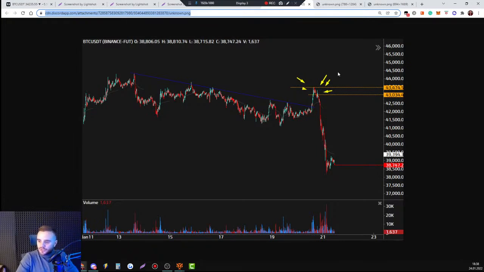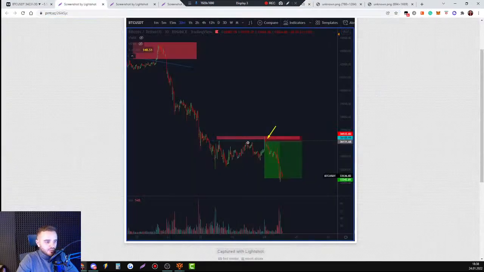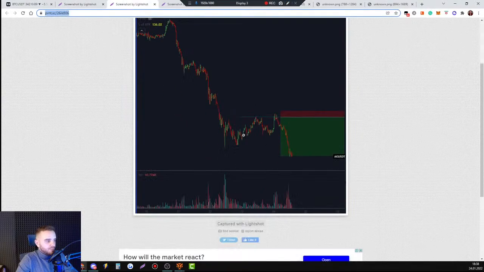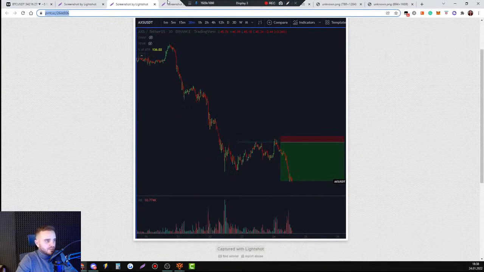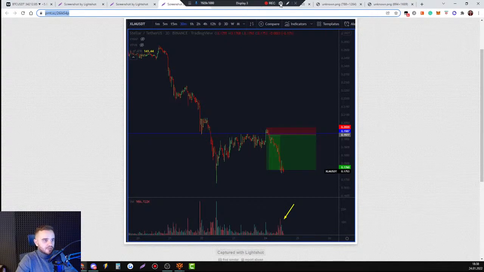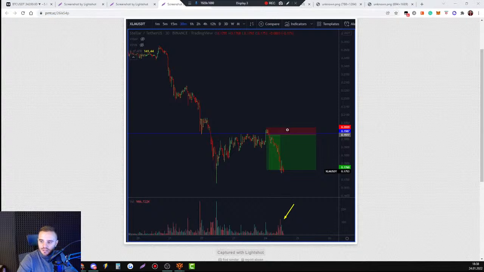A false breakout was a good opportunity for short. Yes, my friend, it was the best. Take a look at this false breakout on Bitcoin, a beautiful false breakout on Bitcoin tonight. A false breakout on Axie Infinity, and a false breakout on XLM. These were the best short trade ideas.